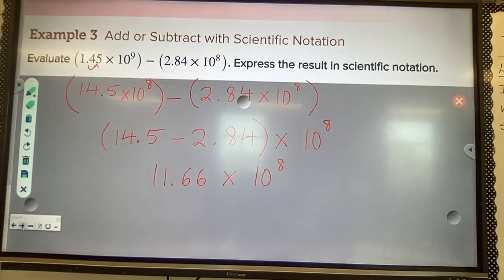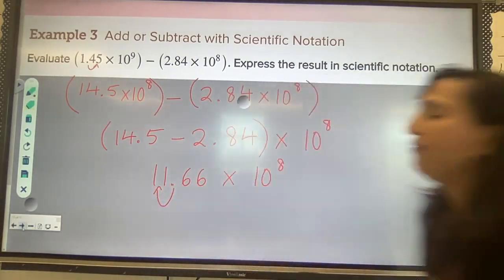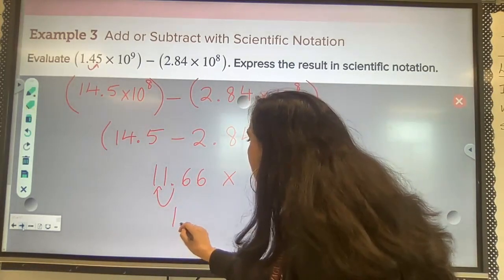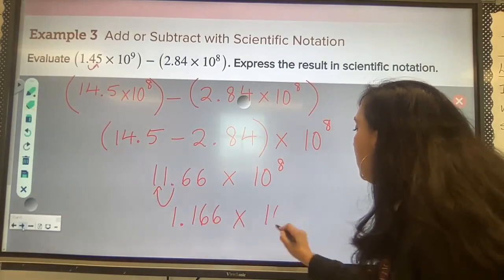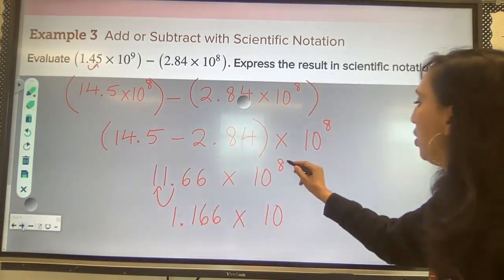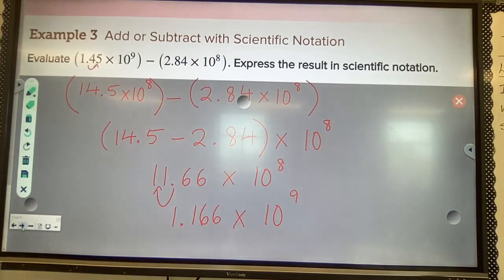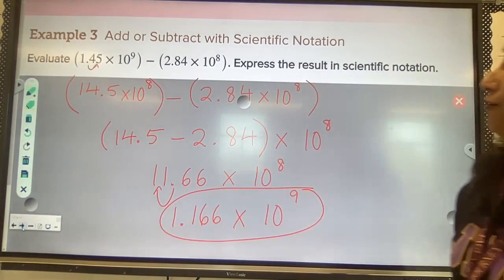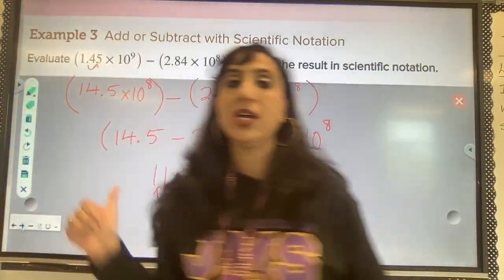And then for scientific notation, I'm going to write in the scientific notation form. That means I have to move this 1 to the left, and I get 1 and 166 thousandths times, because I moved 1 to the left, you're going to add on 1 over here, and that becomes to the ninth power. And so this is my final answer for computing, adding or subtracting. In this case, it was subtraction.